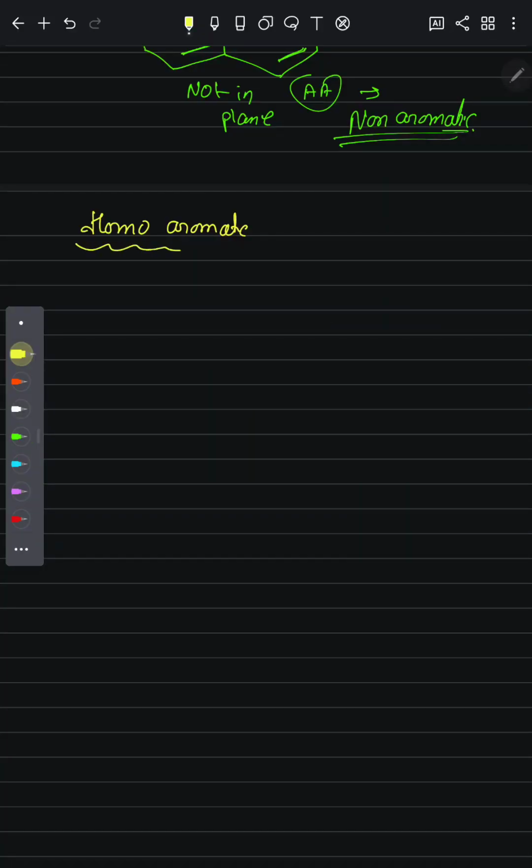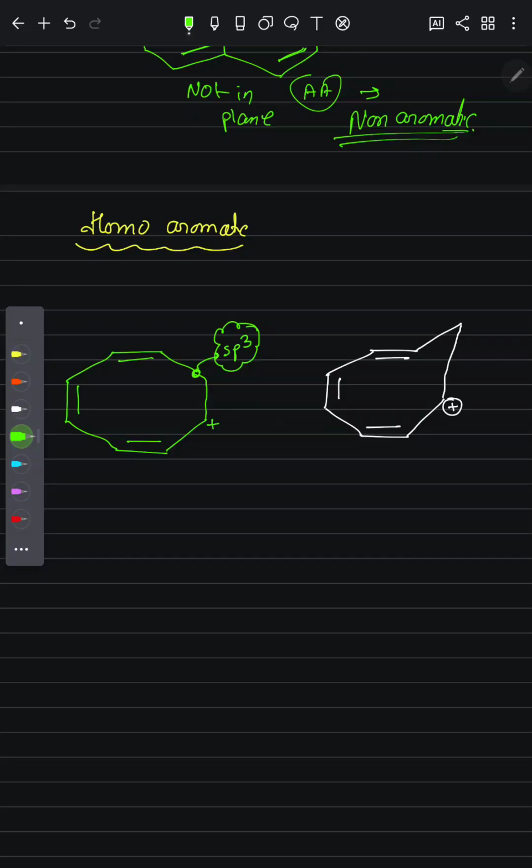Here are some examples of homoaromatic compounds. So what is a homoaromatic compound? It is like compounds that look like aromatic. Some examples are, as we can see, this is an example of homoaromaticity.